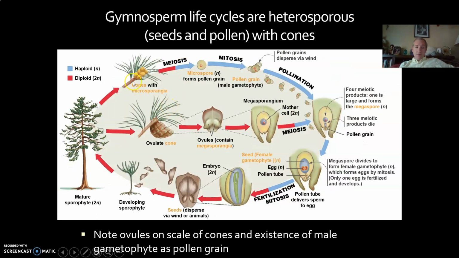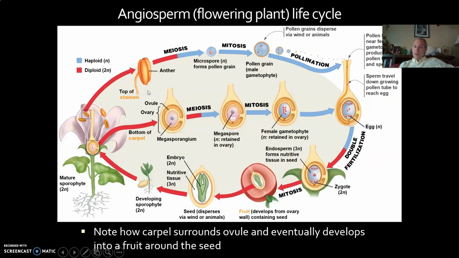Reproduction in gymnosperms, we've got two sporangia, two spores, pollen and seeds, or different gametophytes, and everything else is the same, just occurring in a cone. In the flowering plants, same thing, two sporangia, two spores, two gametophytes called pollen and seeds, and everything else is the same. The difference here, instead of cones, we're doing it in flowers that become fruit when it's fertilized.